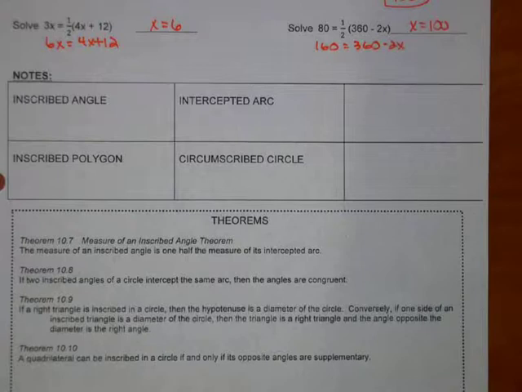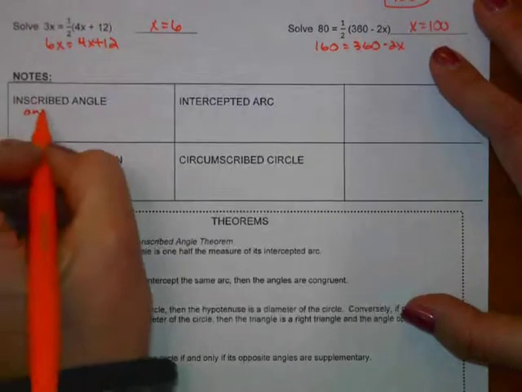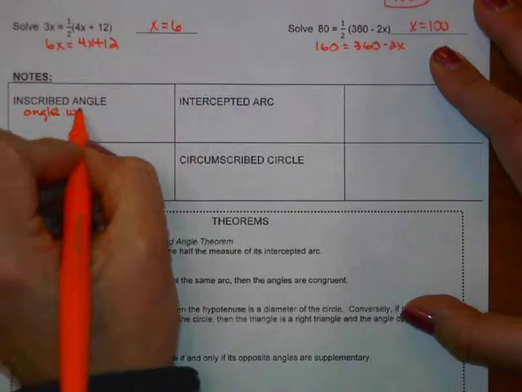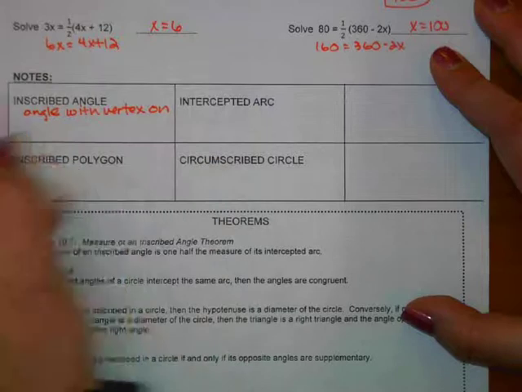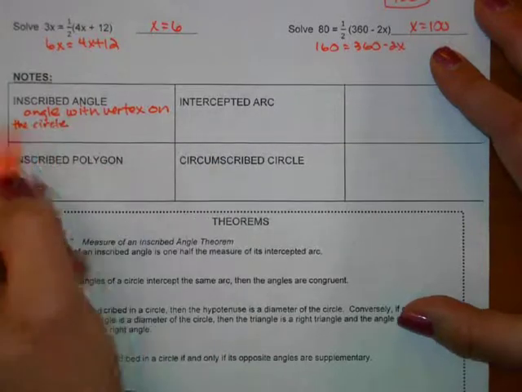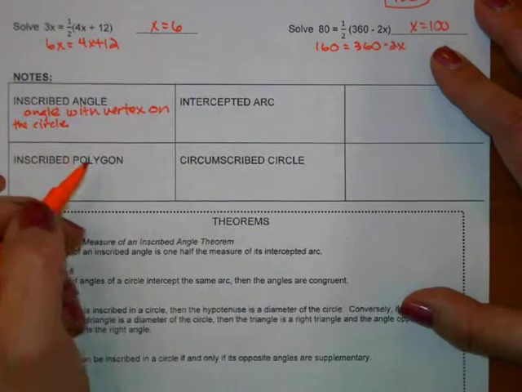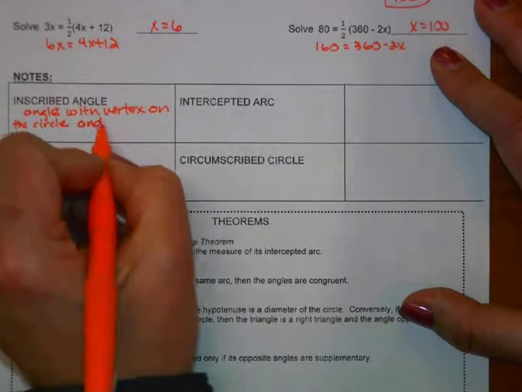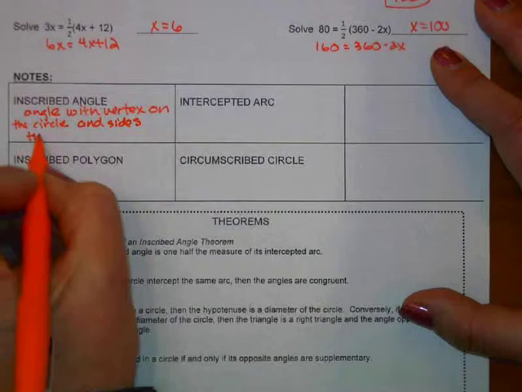I didn't type up the definitions today for you. Sorry. I know. 4 new words. Inscribed angle is an angle with the vertex on the circle, as opposed to the center where we saw central angle, right? So this is a vertex on the circle and sides that contain chords.